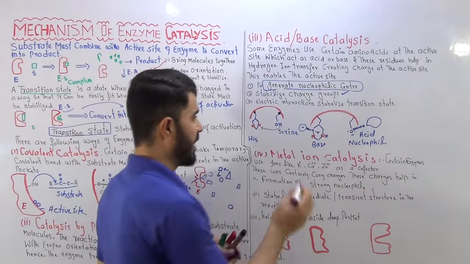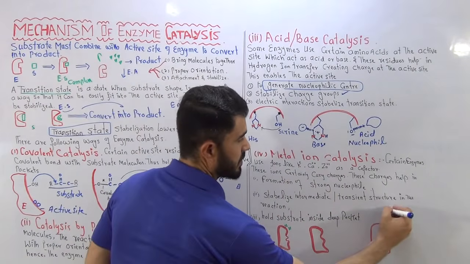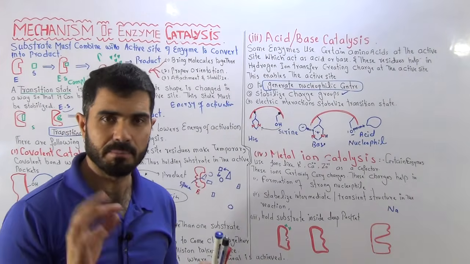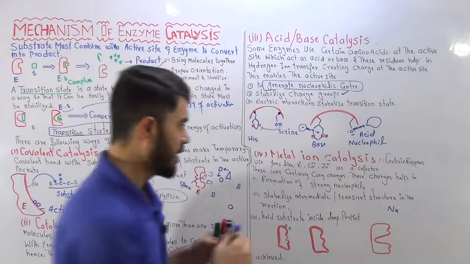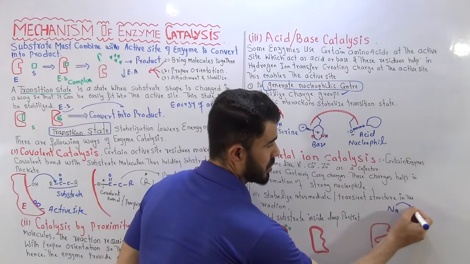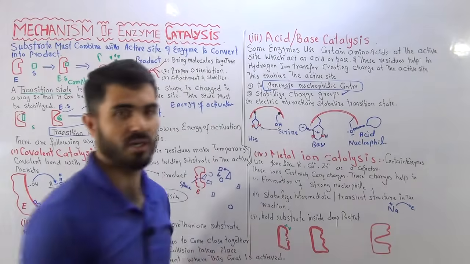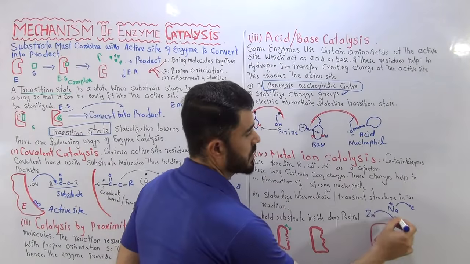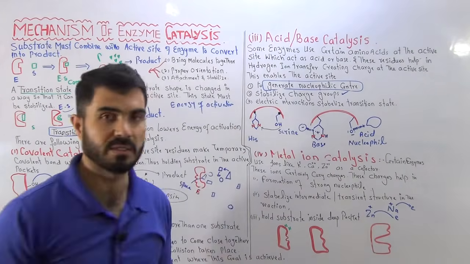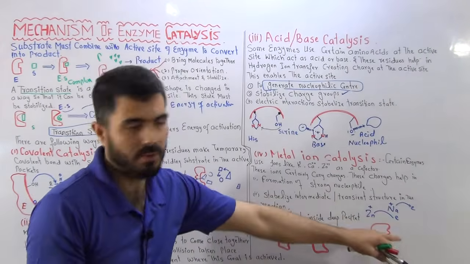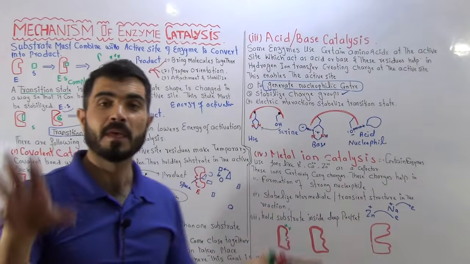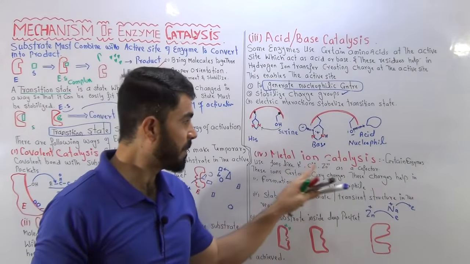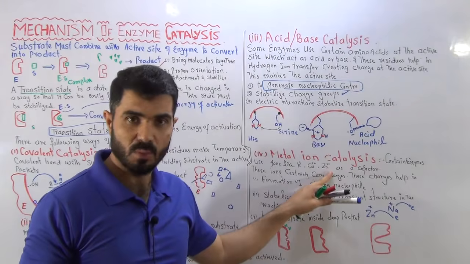So let's suppose we have sodium. Sodium is a metal, and you know very well metal can lose its electron very easily. When sodium loses its electron, it will develop positive charge. Similarly, when zinc loses its electron, it will develop positive charge. Zinc loses 2 electrons, so it can develop 2 positive charges. That is the reason that enzymes use these positively charged ions with themselves.